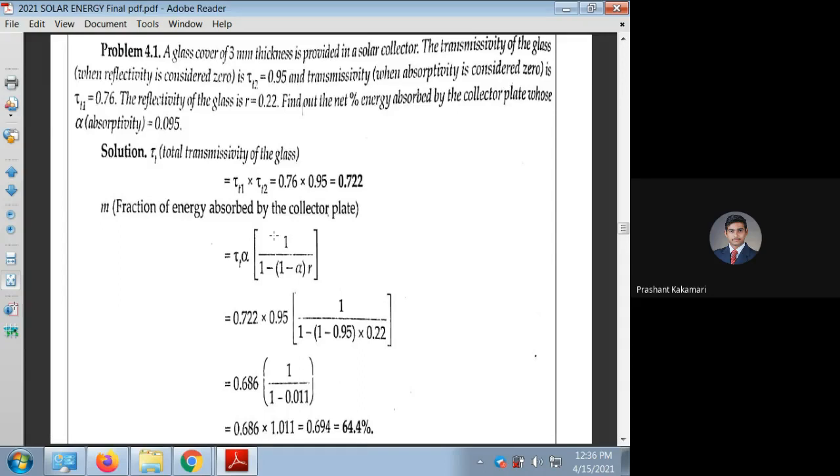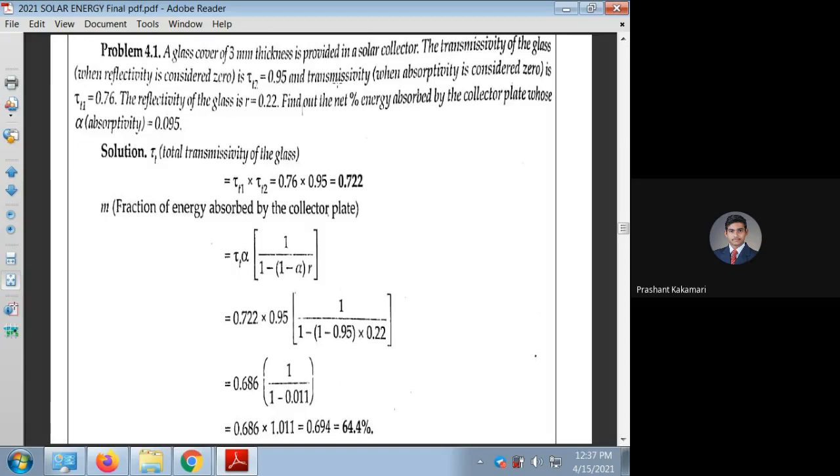Okay. The last problem in this topic, because this topic will cover while solving this problem. A glass cover of 3 mm thickness, so delta C is given 3 mm, take it as 3 into 10 to the minus 3 thickness, is provided in a solar collector. The transmissivity of the glass when reflectivity is considered 0. So when you consider reflectivity as tau r value 0, means it is tau alpha. So tau alpha is given as 0.95 in this problem.